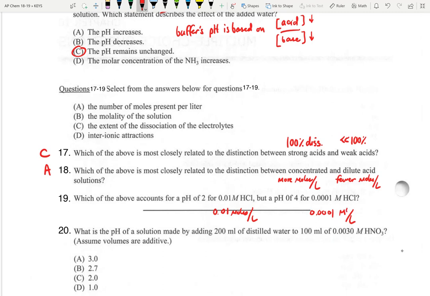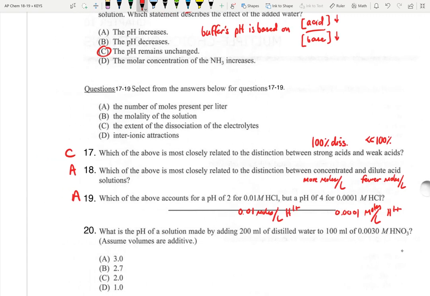Moles of H, right? Moles of hydrogen ion per liter. Because it's a strong acid and it's dissociating completely. So the difference between these is the number of moles per liter again. And A pops up once again.